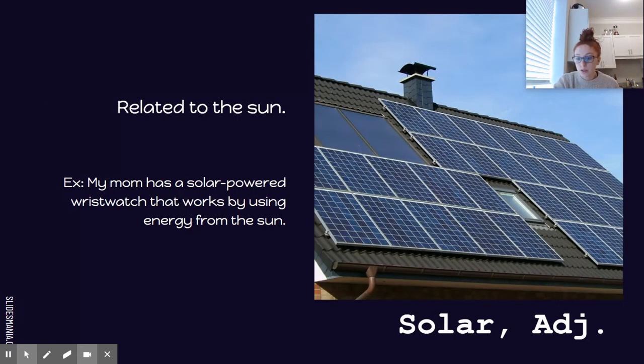Solar. Solar is an adjective, and it means related to the sun. My mom has a solar-powered wristwatch that works by using energy from the sun.